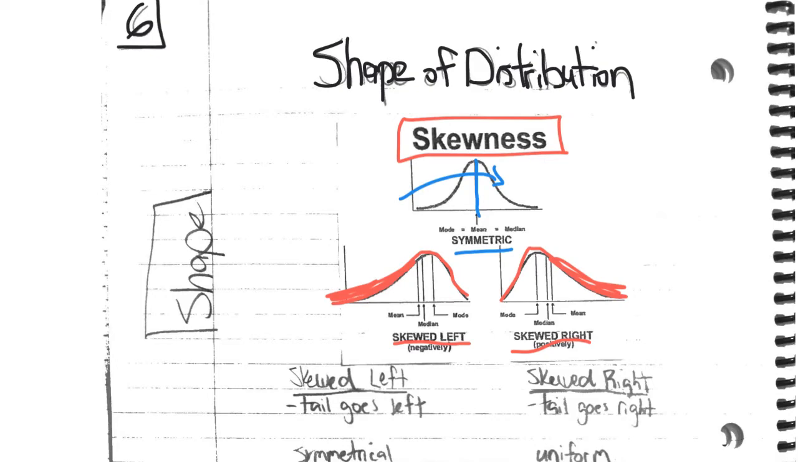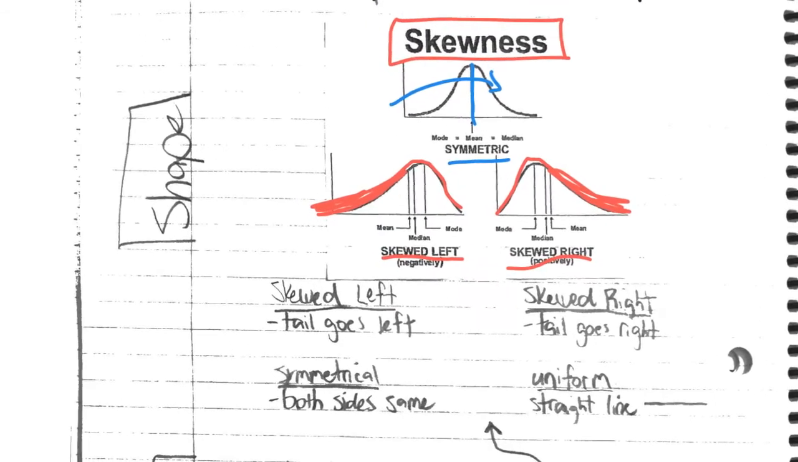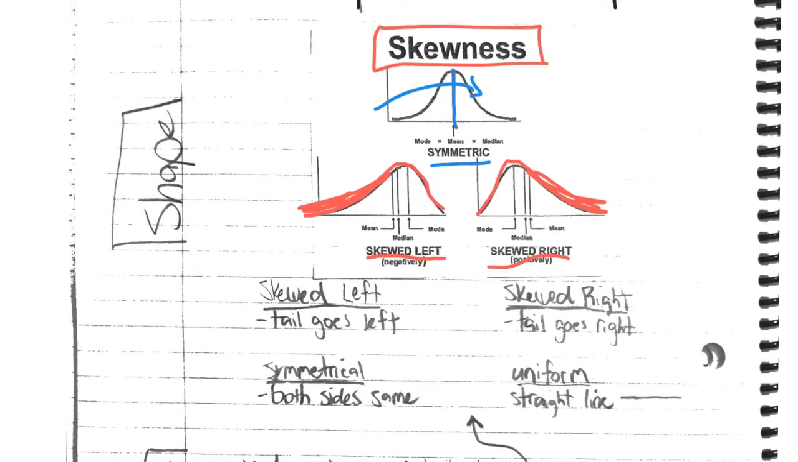Now down below here, I wrote those. So we wrote skewed left, tail goes to the left, skewed right, tail goes to the right. Symmetrical, which was also up above, is both sides are the same. And then one that's not up there but that we want to add is uniform. Uniform actually is just a straight line. So it doesn't have a curve at all. It just is a straight line, straight across.